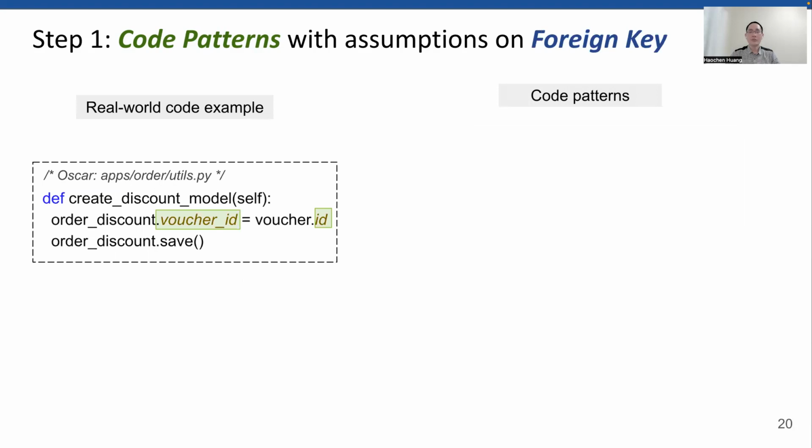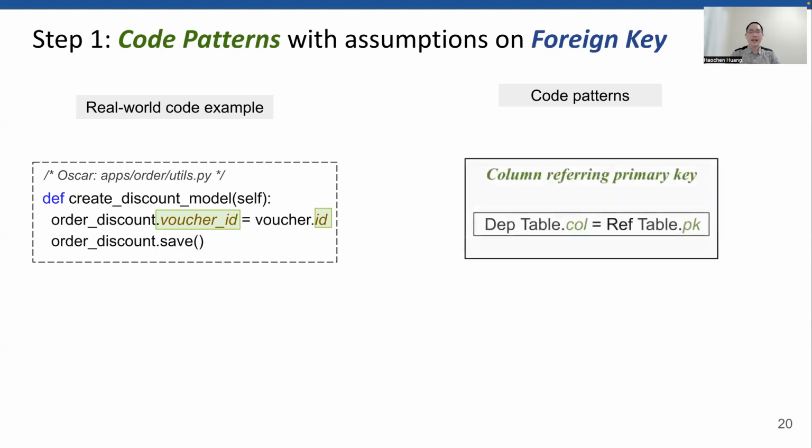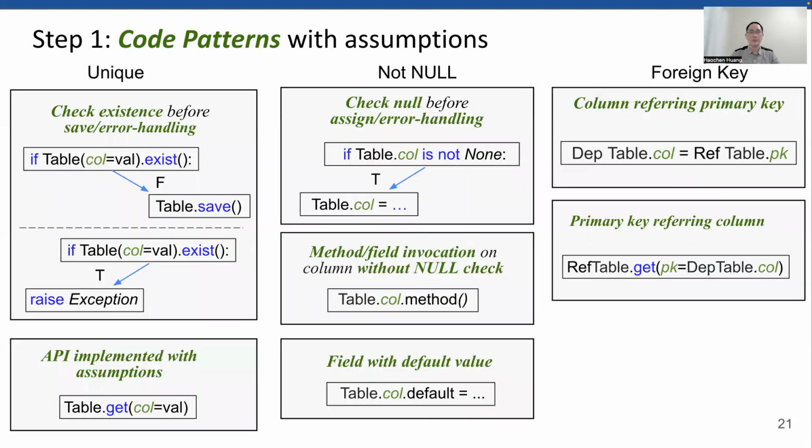Here is an example for the foreign key constraint. In the code, the primary key value from voucher table, voucher.id, is saved to discounts column named voucher ID, indicating that the voucher ID should be a foreign key to voucher. It reflects the referential assumption between tables. The columns in the dependent table refers to the primary key value in the reference table.